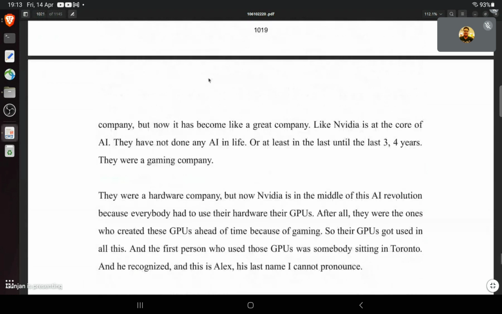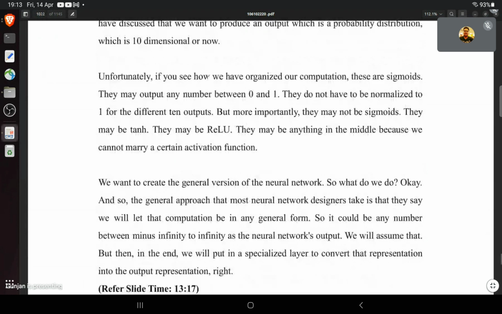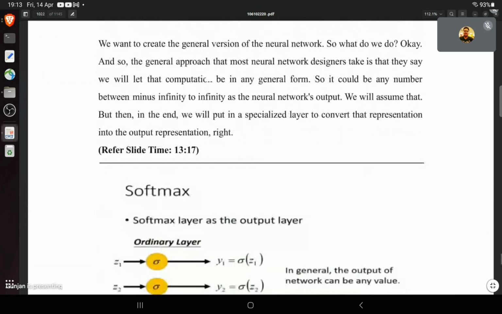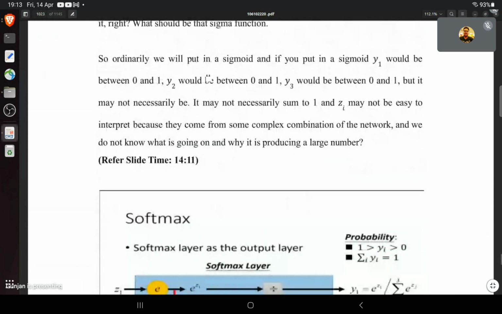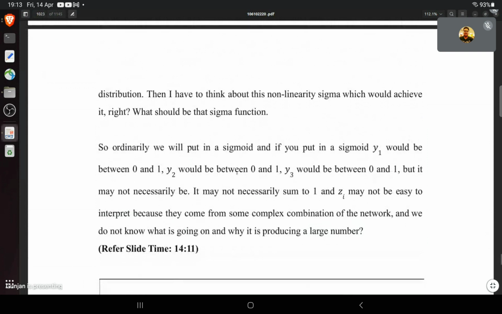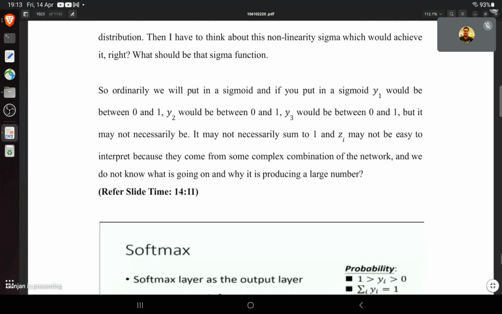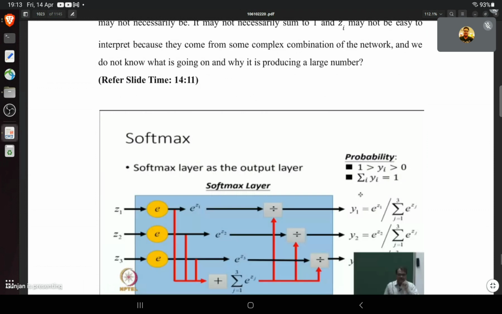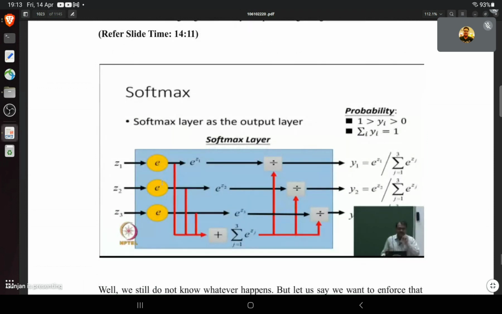It was when they were discussing activation functions, the general version of a neural network. Ordinarily, we'll put in a sigmoid, and if we're doing 0 and 1 for y1, y2, y3, it will not necessarily sum up to 1. So then we take the softmax over these sigmoid values.